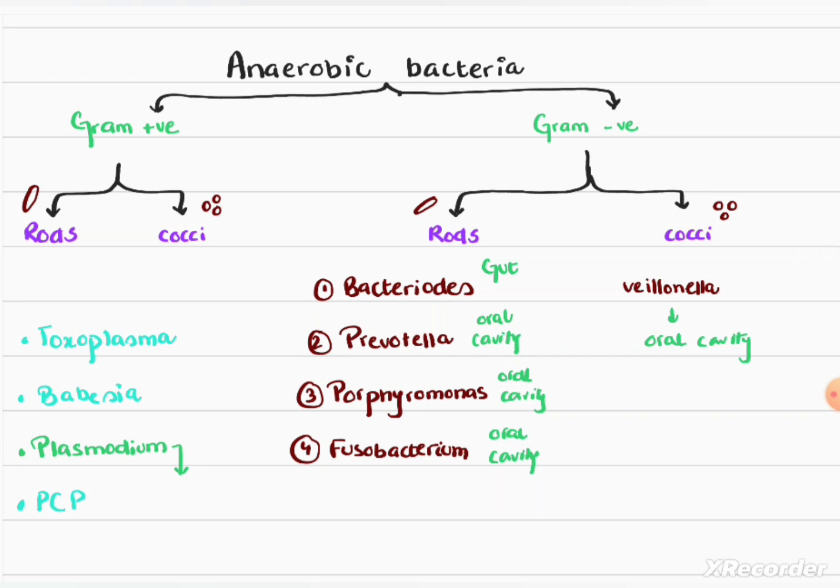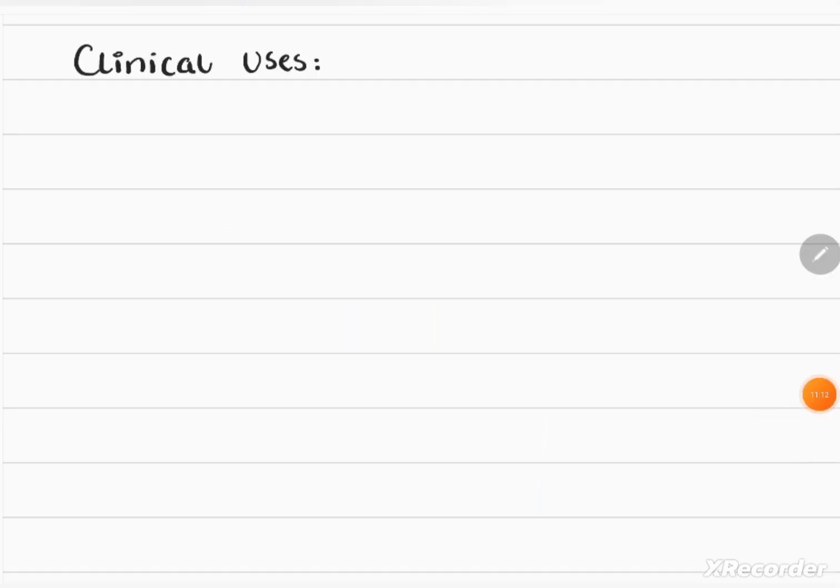Now, I'm going to revise the clinical uses of clindamycin. So, we'll start from head and then move towards the body. So, first one is it is used for the treatment of infections that involve the oral cavity. So it can be used for the treatment of orodental infections, then orofacial infections, deep neck infections.